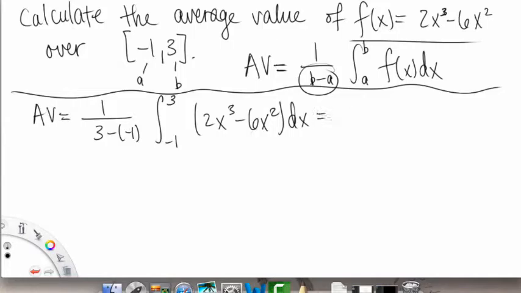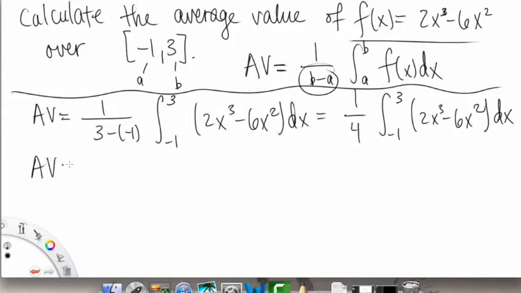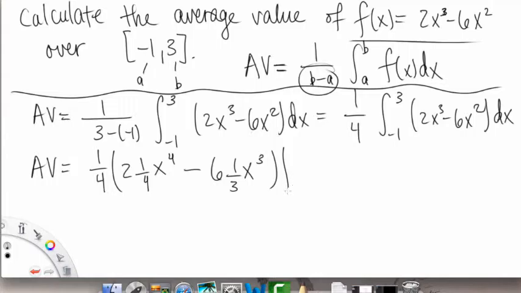Okay, so let's continue. We get 1 over positive 4, and then I'll just rewrite the integral here: 2x³ − 6x² dx. Once we integrate, this is equal to 1 over 4 times 2 times x⁴ over 4, minus 6, which is just sitting there, times x³ over 3. And then we're evaluating all of this from −1 up to 3.